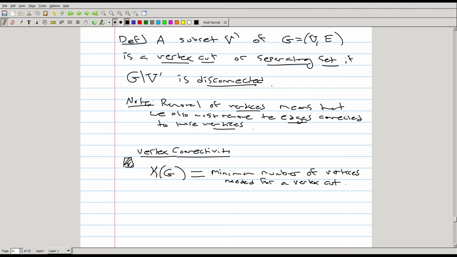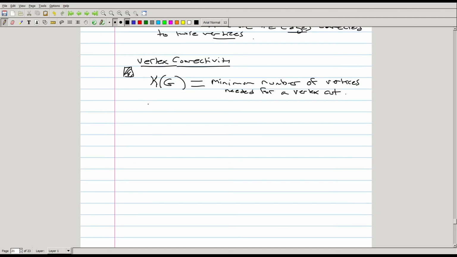Note that for some graphs, such as complete graphs, or graphs that are fully connected, we can never disconnect the graph. So we also have to include that for a complete graph, kappa of K_n, the complete graph of n vertices, is just going to be n minus 1, which is the number of vertices that you need to get it down to one point. This is the highest value of the connectivity that we can have for vertex connectivity.